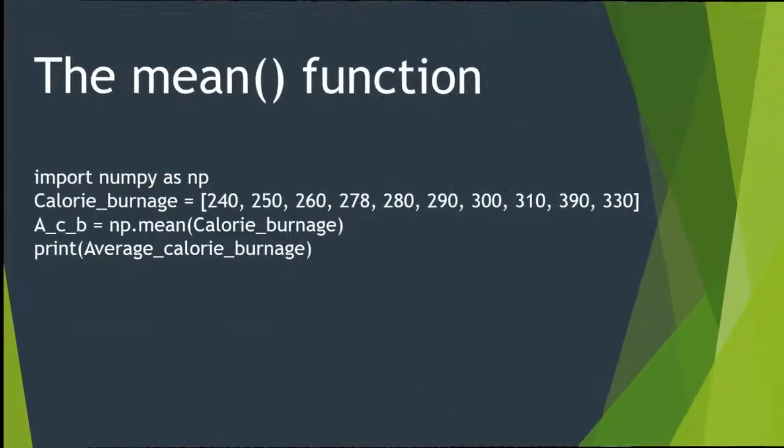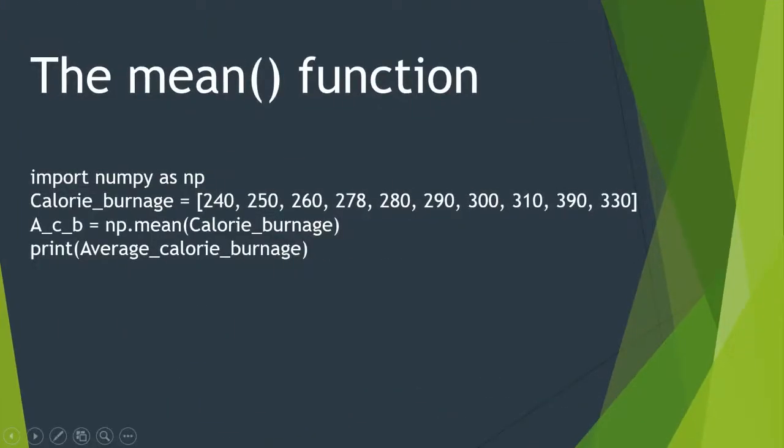Yeah, the mean function. It will calculate all the means of this array. It is called standard deviation. And importing, because this is a mathematical calculation, we are importing numerical Python, and then calorie_burnage is equal to some of these numbers, and then a_c_b is equal to np.mean. Here we are applying the concept of these things. Mean is a predefined function. I have said to you, right? It will calculate the mean, calculating the mean of the calorie burnage.